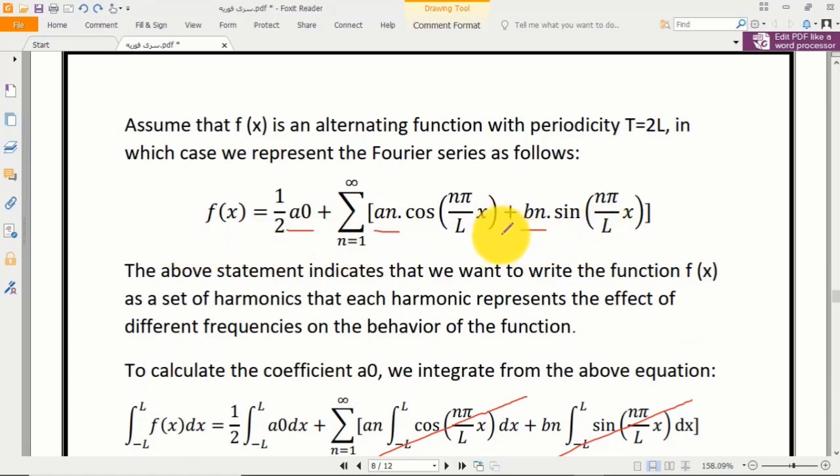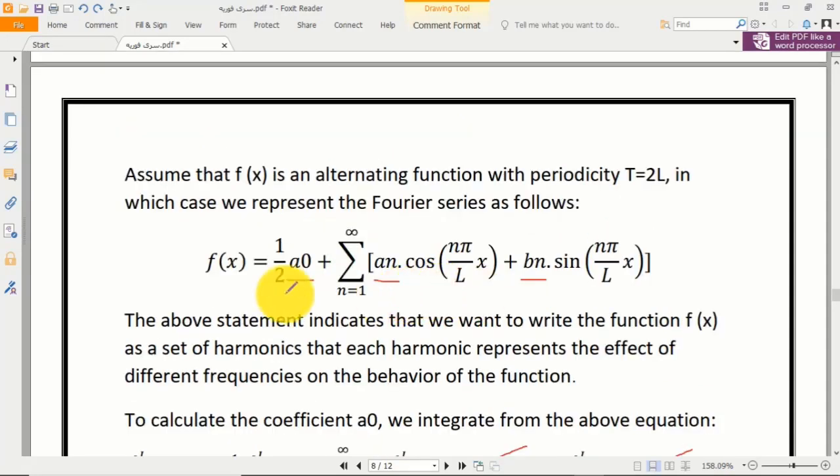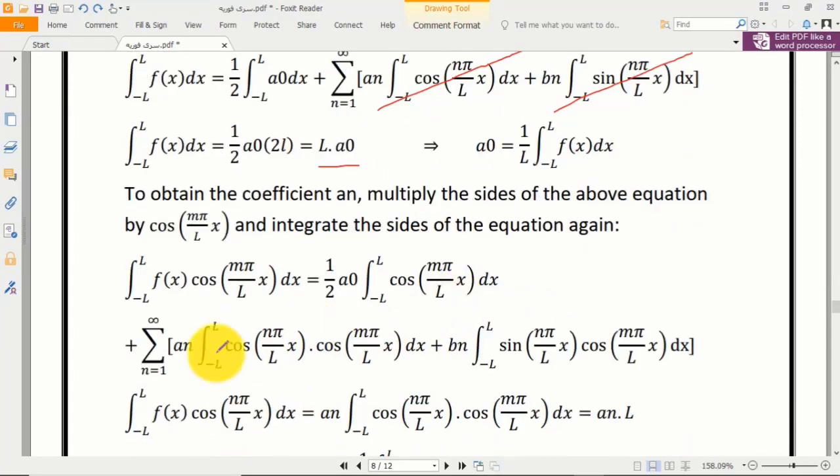I have to multiply the whole equation by the function associated with a n. Eventually, I evaluate the integral from negative L to L. That function is cosine n pi over L x. I will multiply it by this equation, then take the integral. I will get this as a result, and I will evaluate the integral. This integral becomes 0, the same as the last one. And the answer of this integral would be equal to L.